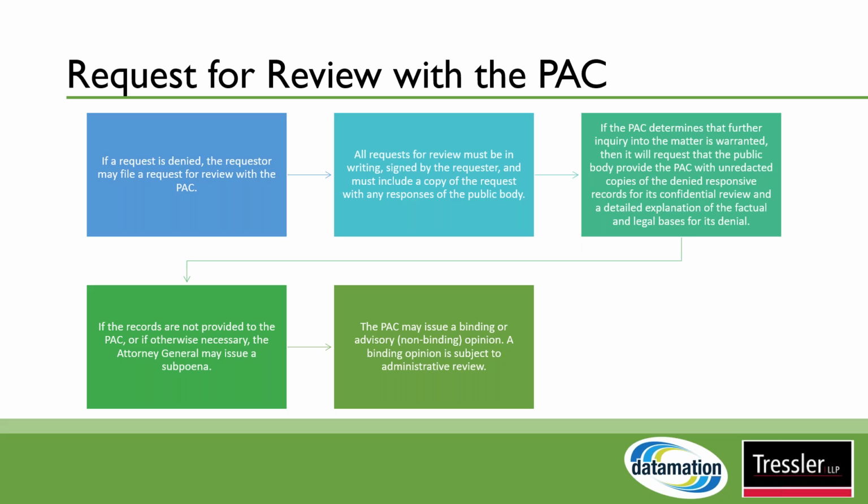So this last slide is a nice little chart that explains the request for review process. As I stated earlier in this presentation, if the requester is not happy with you denying their request, they don't think that it was done right, or they think that they're entitled to these records, they can file a request for review with the public access counselor's office. The outcome of filing that request for review is the PAC can issue a binding opinion, or they can issue a non-binding opinion. If a non-binding opinion is issued, it's usually better for the public body, because that means that it cannot be the basis for a lawsuit against a public body, and it's not going to be subject to review again.